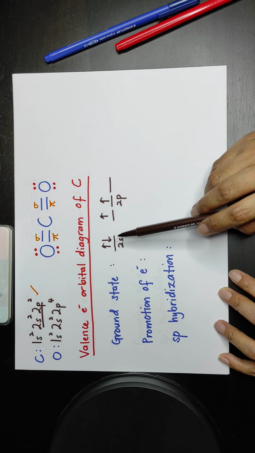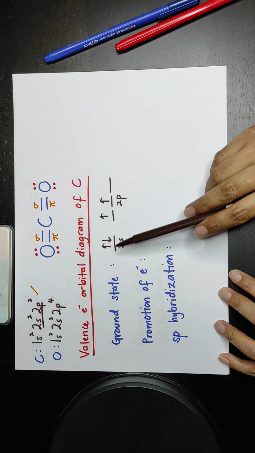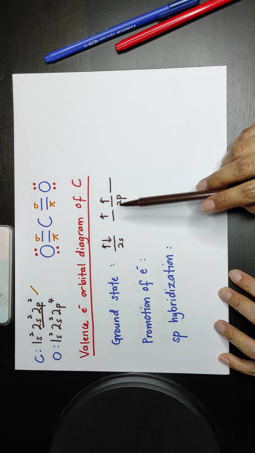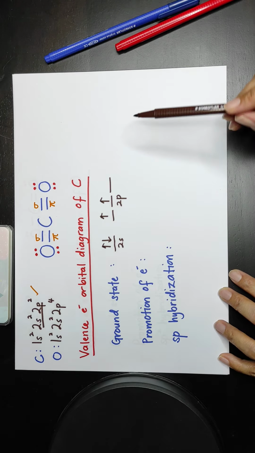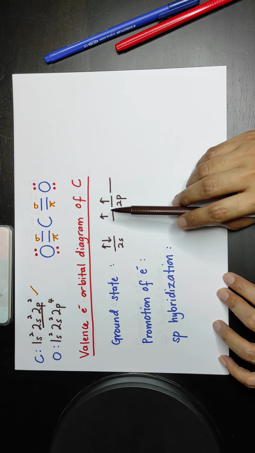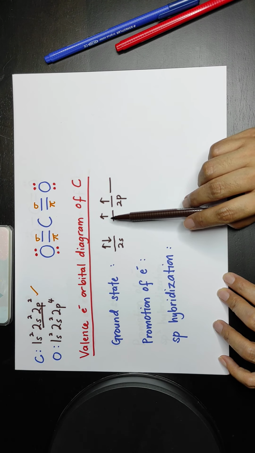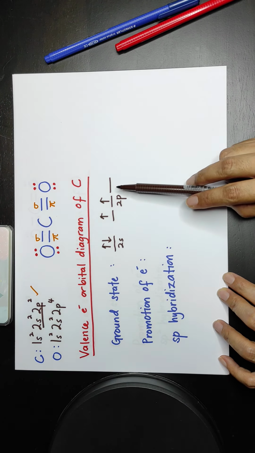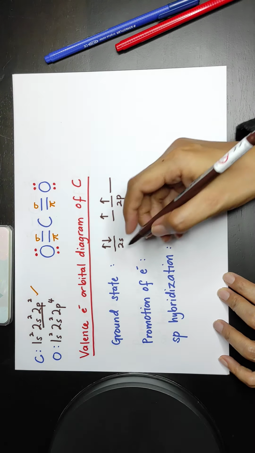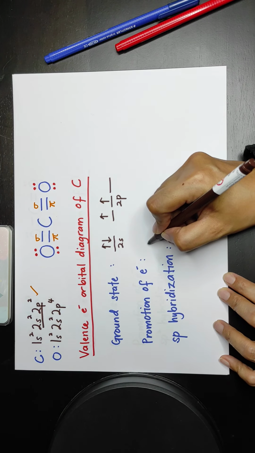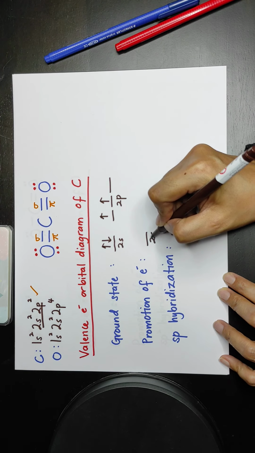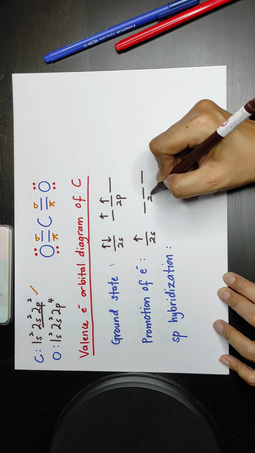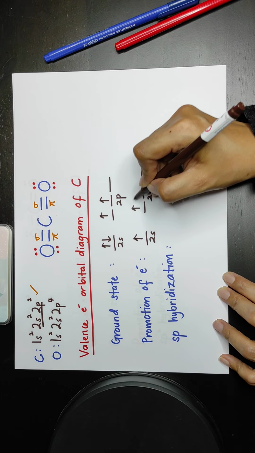But if we do not promote the electron from 2s orbital, it looks like later on carbon has a lone pair, so it is totally wrong. So even though we already have two unpaired electrons, we have to promote one electron from 2s to 2p orbital. So the next step is promotion of electron. So we have 2s1 and 2p3.